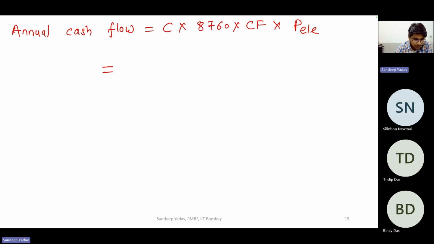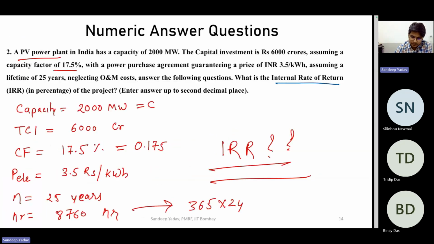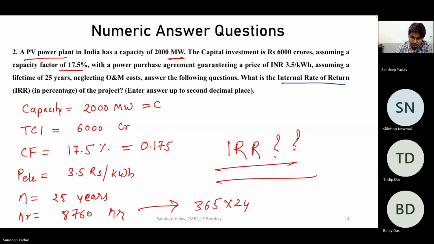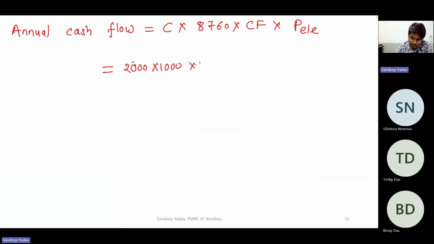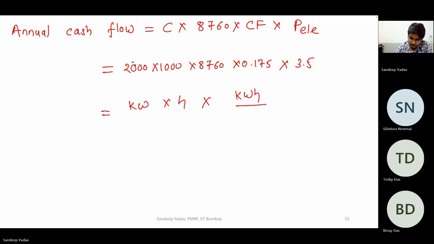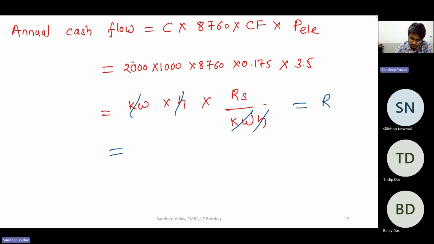If you see, capacity was given in this question as 200 into 1000, because it was given in megawatts; you have to just convert it into kilowatts. The number of operating hours is 8760. Capacity factor was 0.175. Price of electricity was given 3.5. If we check the units, this will be kilowatt into hours into a unitless factor into rupees per kilowatt hour. Then the kilowatt hour will cancel out, and the whole unit will be rupees only. That's just for information purposes.